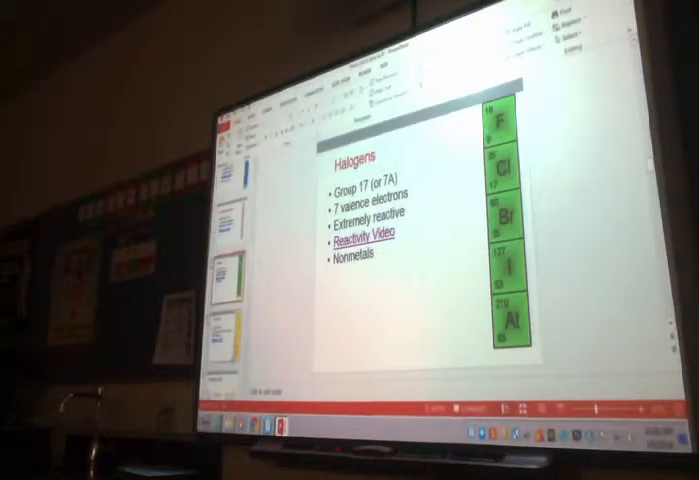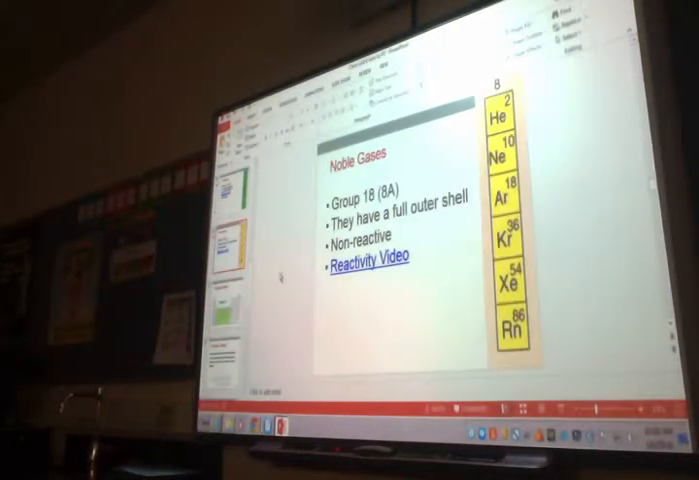Okay? And the last group we're going to talk about is noble gases. You guys have probably all heard that term before. Noble gases are group 18 or 8A. They have a full outer shell. By outer shell, it's shell of electrons. And these are non-reactive.